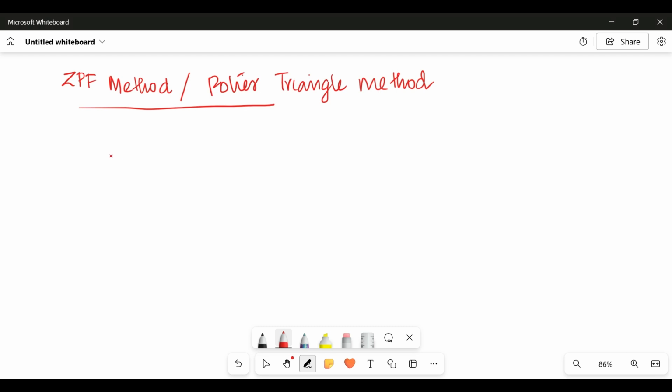Now we are going to see the zero power factor method or Potier triangle method. This method is based on the separation of XL, that is the armature leakage reactance, and XAR, that is the reactance due to armature reaction. The armature leakage reactance XL is also called Potier reactance. Hence, this method is also called Potier reactance method. To determine this XL and XAR separately, we need to perform two tests.